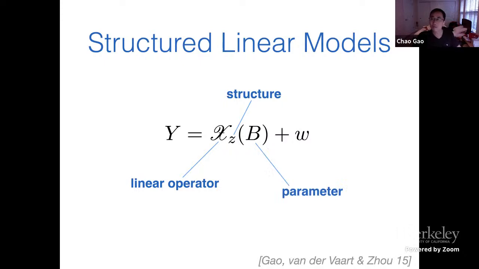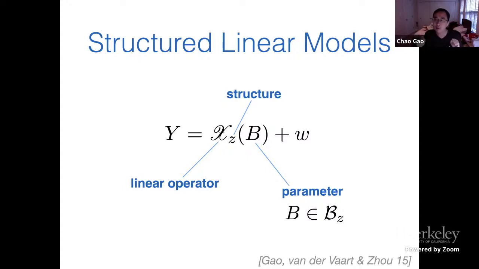This is the model parameter B, which is the last ingredient of the structured linear model. So what the linear operator does is to map the parameter from the space to the space where the data lives. Okay. And furthermore, I'm going to impose the assumption that the parameter B lives in some parameter space, and the parameter space is potentially of low dimension.